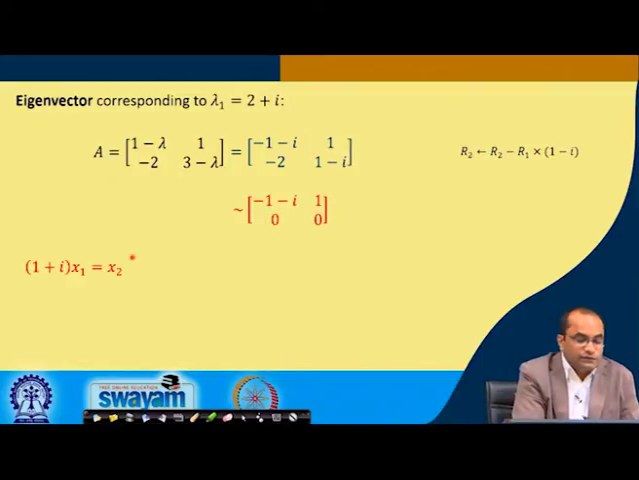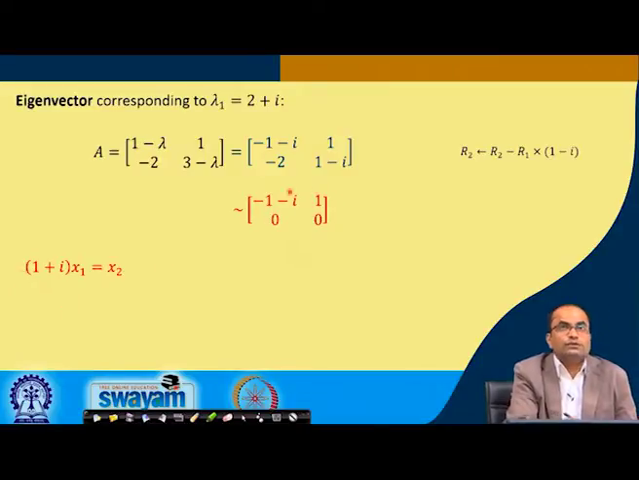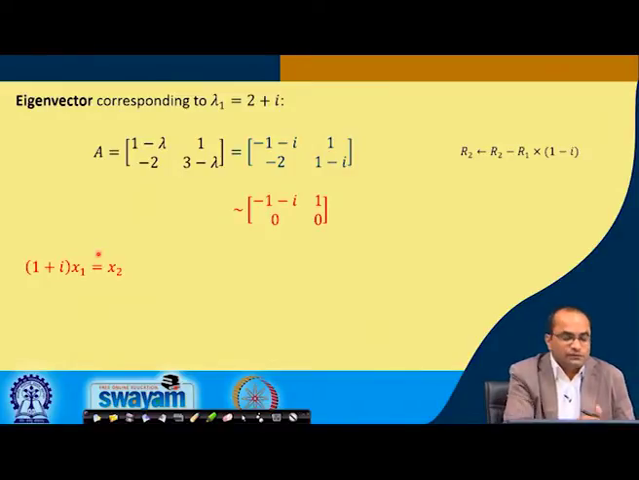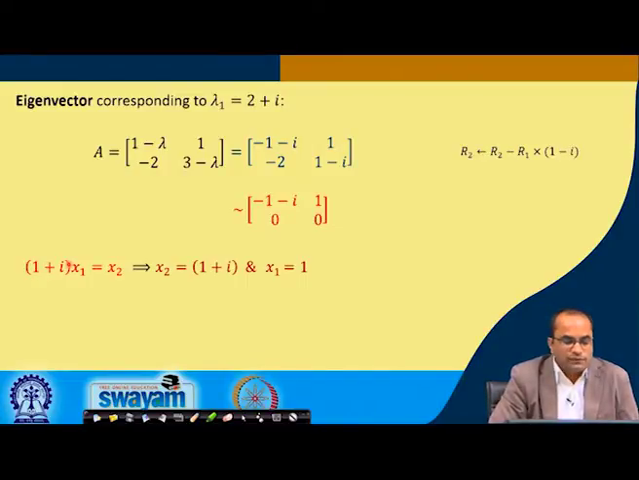And then what we have here is the first equation, which is 1 plus i times x1 is equal to x2. This is the first equation, and we can take any arbitrary value for x2 and get the corresponding x1, or take any arbitrary value for x1 and get x2, because there is only one equation. So one variable we have to choose arbitrarily.